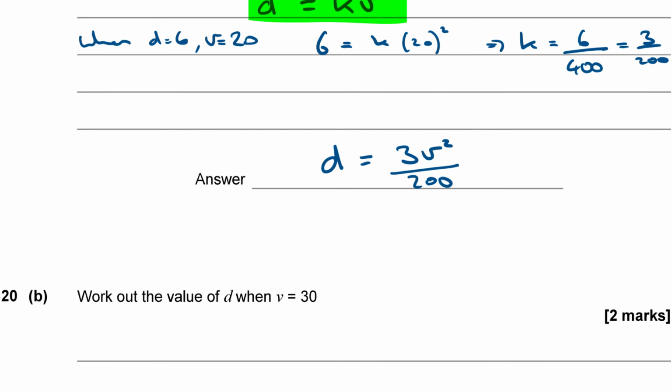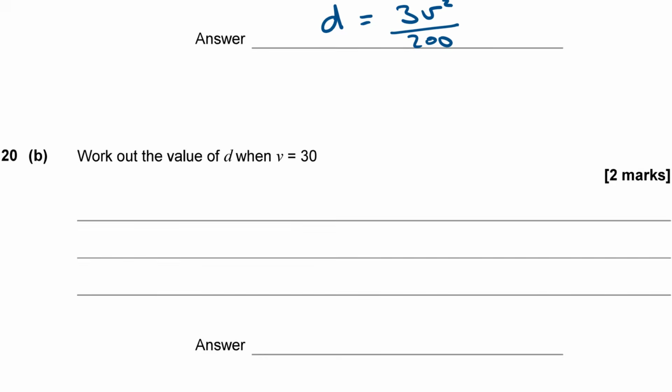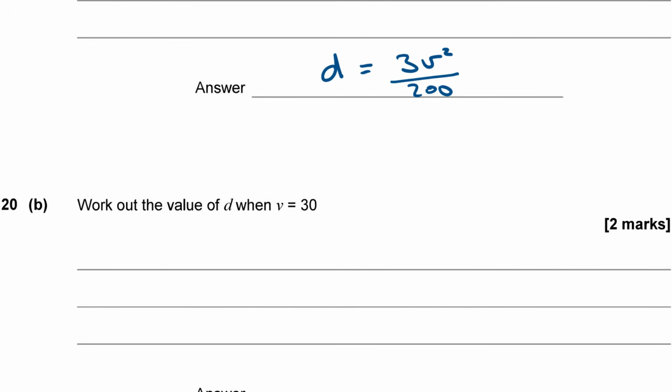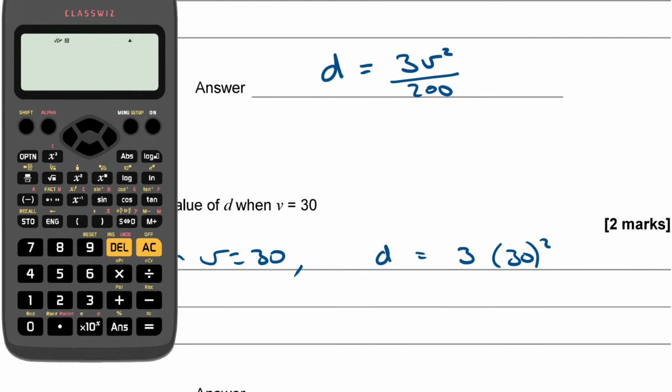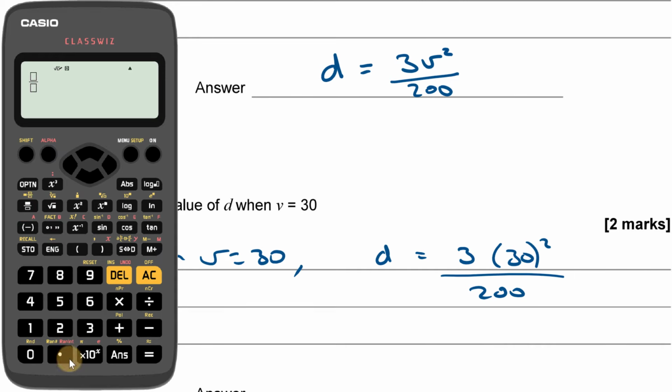Work out the value of D when V is 30. Okay, and this is again very, very typical of these sorts of questions. Once you derive your equation, you can then go on to use it to find other values. So when V is 30, then D, I'm just going to have to sub that in. So D is equal to 3 lots of 30 squared over 200.